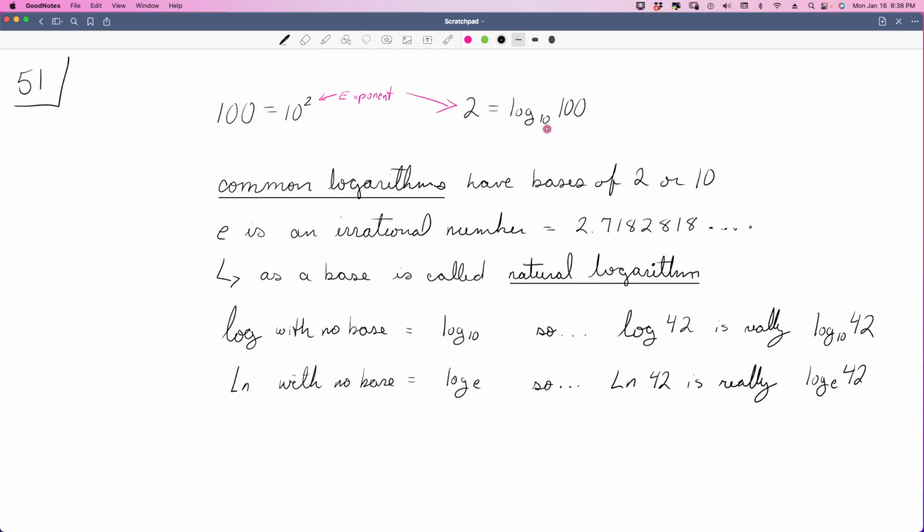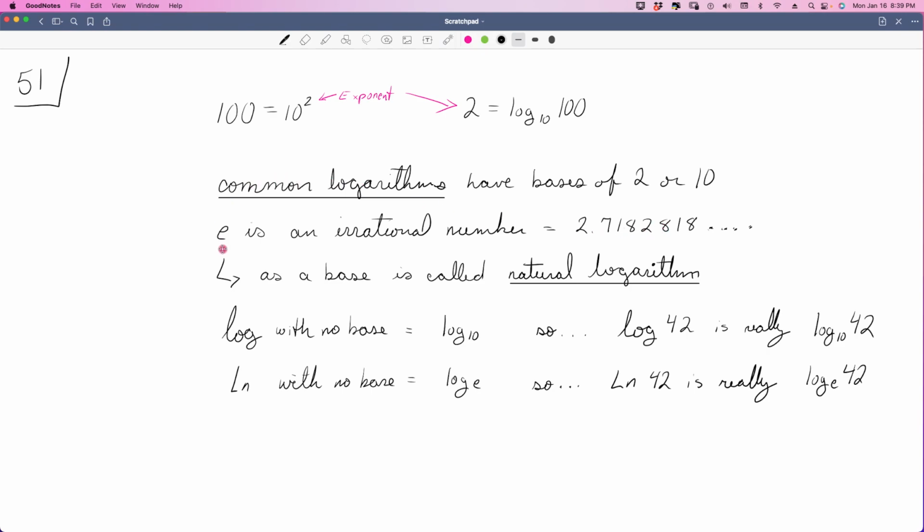And we have our base, which would be the number that we use with the exponent, and our answer, and then that is going to equal the exponent that would have been used on the base to get that answer. Just look over on this side to see a comparison. 100 is equal to 10 squared is the same thing as the base 10 number that gives you 100 has an exponent of 2. That's what it is saying. So common logarithms have bases of 2 or 10. So if it has a base of 2 or 10, we call that a common logarithm.